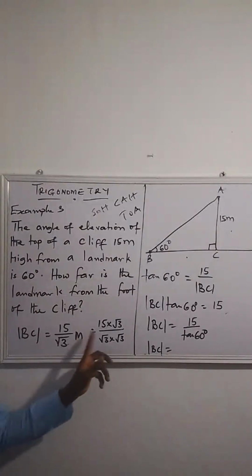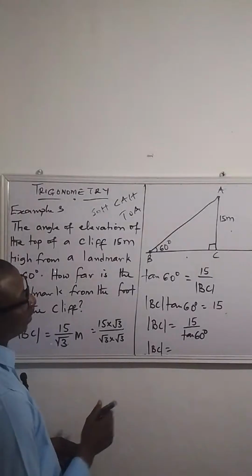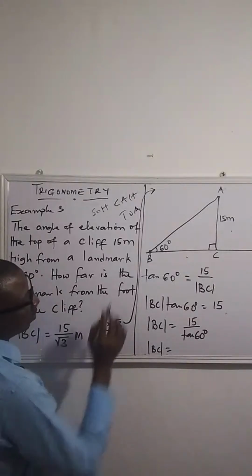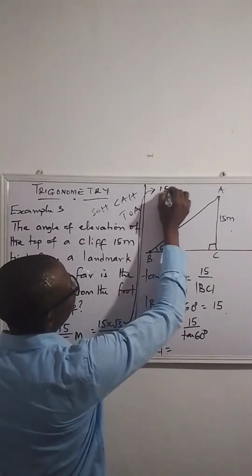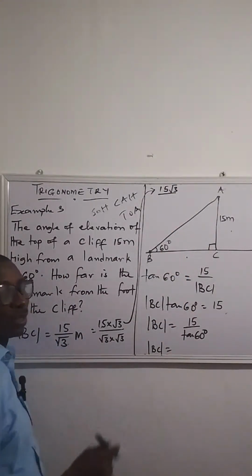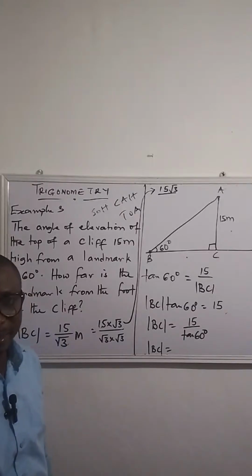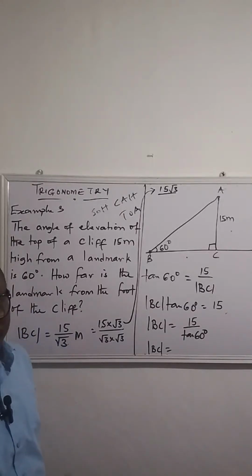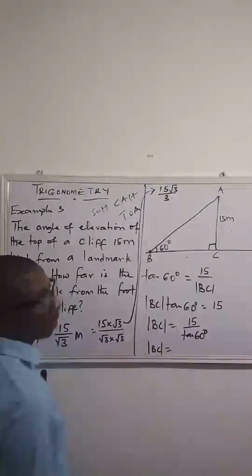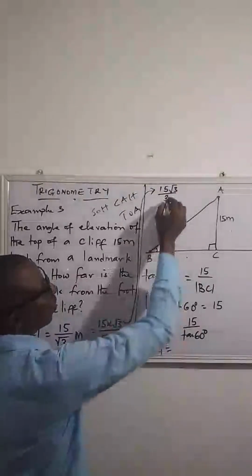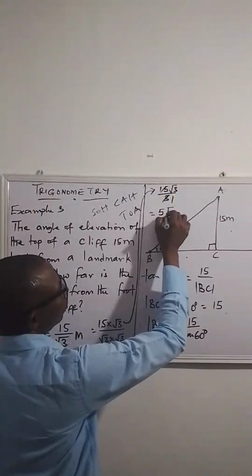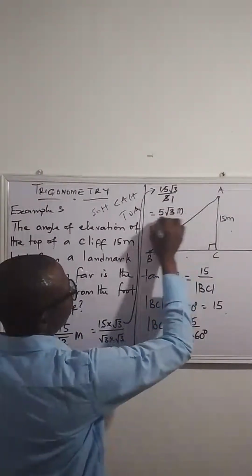All right, so now let us multiply. If I multiply this, 15 times square root of 3, that's going to give me 15 square root of 3 over, now, square root of 3 times square root of 3, that gives me square root of 9. And what is square root of 9? That's 3. Okay, so I can simplify this one further. I see 3 goes here 1, 3 goes here 5. So my answer is going to be 5 square root of 3 in meters.